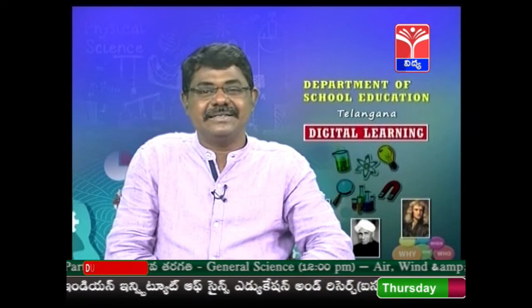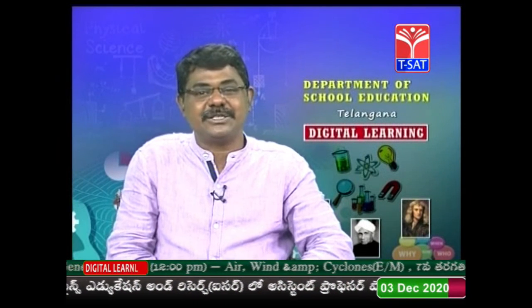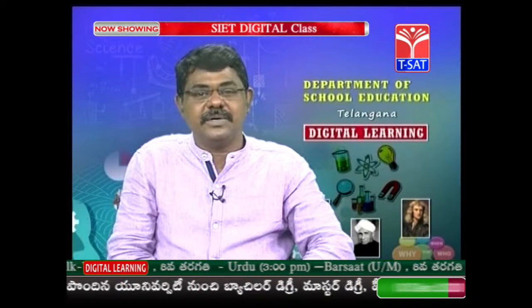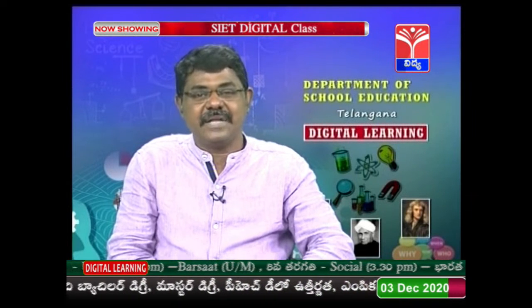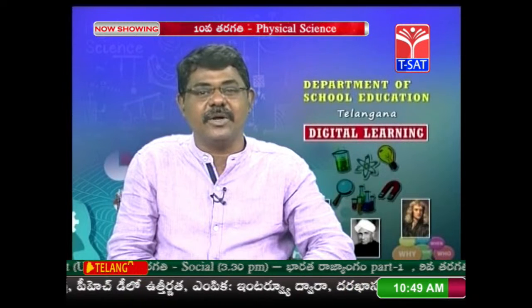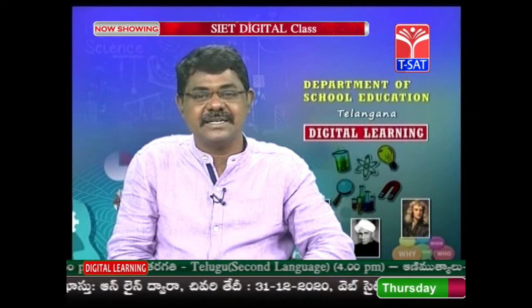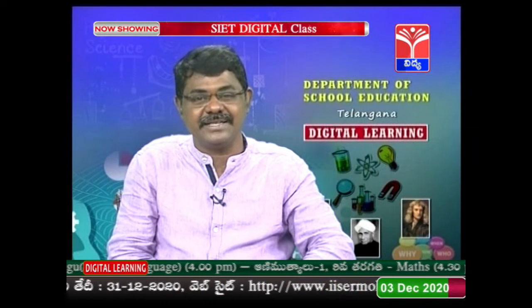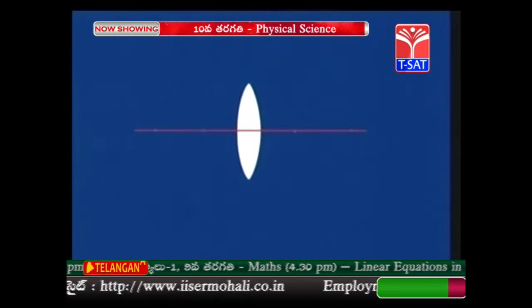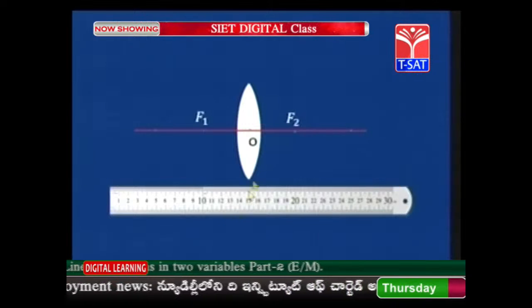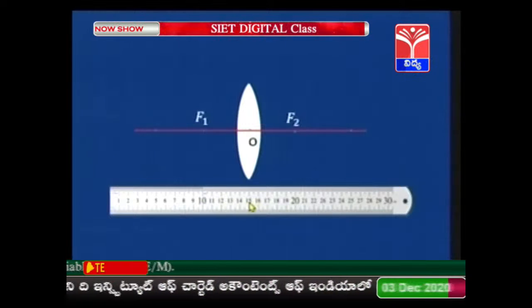Dear children, how can we see the images through the lenses? In the previous class also we discussed that we can see beautiful images through the lenses. So in order to discuss how images are going to form, now we are going to discuss how images are traced with the help of ray diagrams. This is a convex lens, with an optic center. Dear children, you can see here a scale is there.